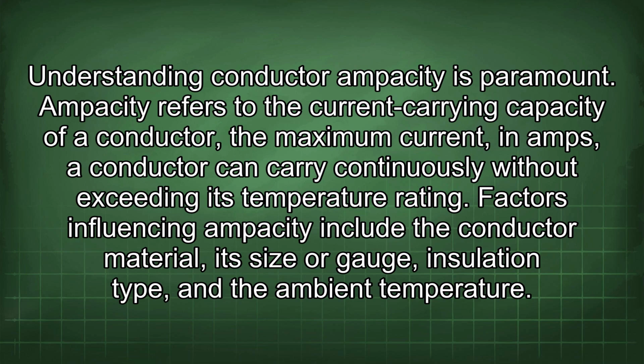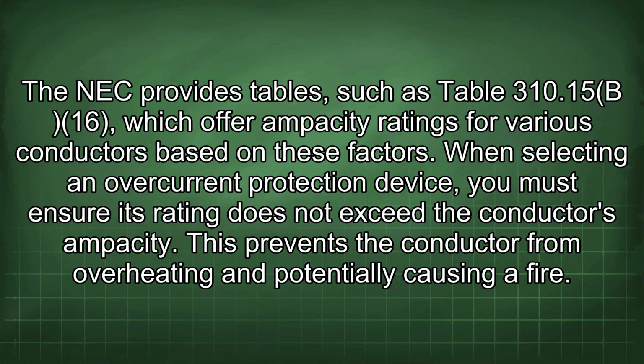Factors influencing ampacity include the conductor material, its size or gauge, insulation type, and the ambient temperature. The NEC provides tables, such as Table 310.15(B)(16), which offer ampacity ratings for various conductors based on these factors. When selecting an overcurrent protection device, you must ensure its rating does not exceed the conductor's ampacity. This prevents the conductor from overheating and potentially causing a fire.